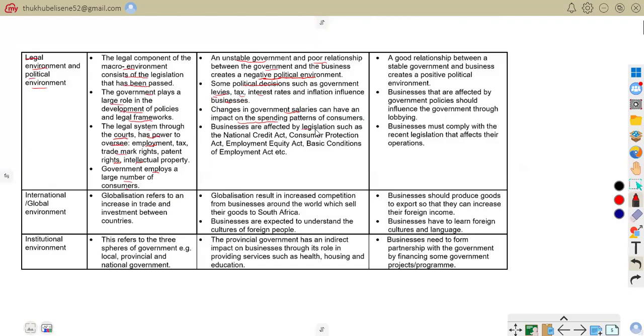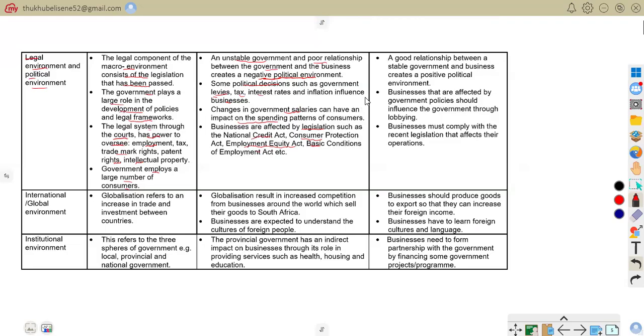Businesses are affected by legislation such as the National Credit Act, Consumer Protection Act, Employment Equity Act, and Basic Conditions of Employment Act. In short, these acts are the legislation. They are laws. So businesses are affected by legislation, and they are to comply with these laws. Business must comply with laws.